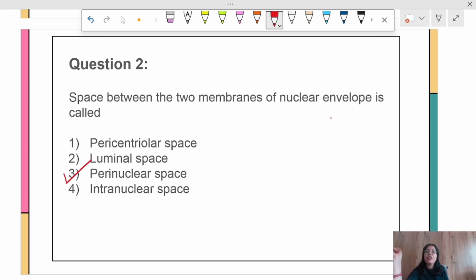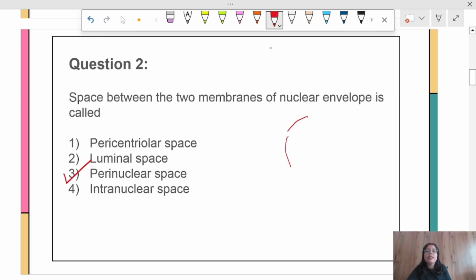It is not called pericentriolar space. The pericentriolar material term is given in NCERT, amorphous pericentriolar material which is surrounding the two centrioles. Together this pericentriolar material plus two centrioles are called centrosome. That is given. So pericentriolar space is not the answer. Luminal space is inside the ER lumen, and intranuclear space is not given in NCERT, right? So perinuclear space is the space present between the two membranes of the nucleus, and it is very easy.